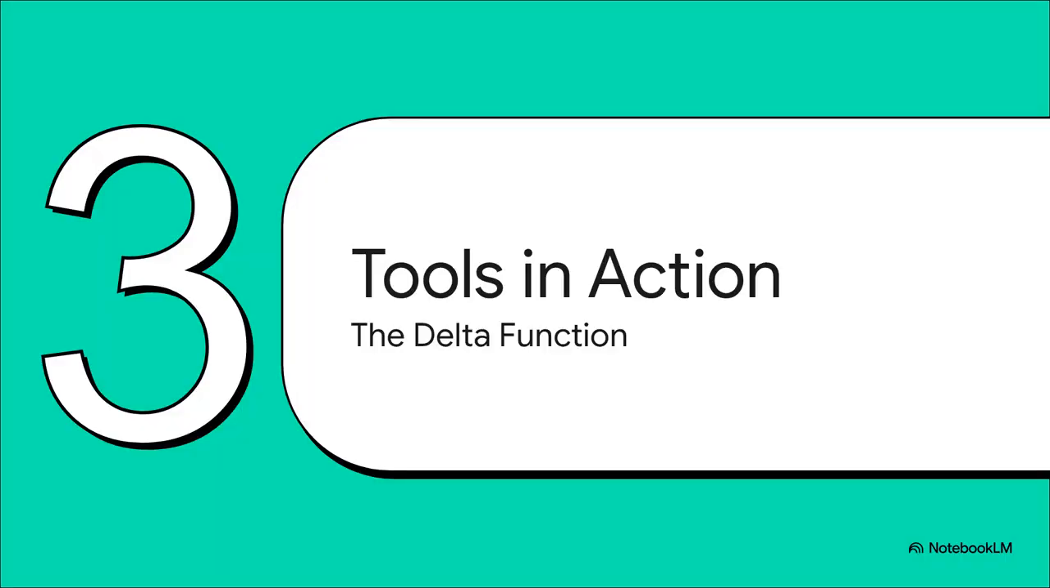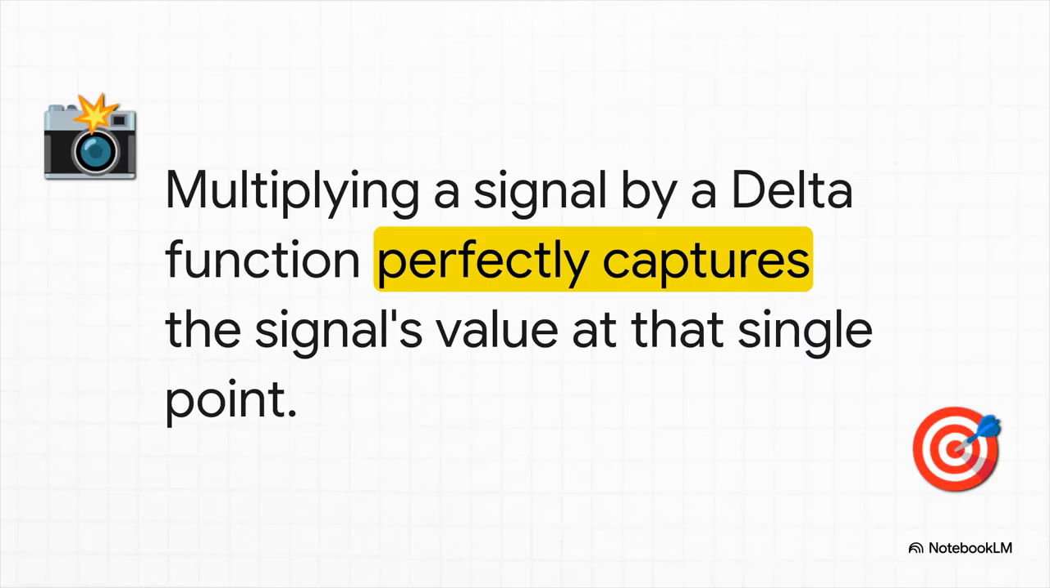All right, so we've got our tools, we've got the blueprint. Now let's put them to work. We're going to start with our most precise tool, that delta function, and look at two incredibly powerful things it can do. This first trick is called the sampling property, and I'm not exaggerating when I say this is the idea behind pretty much all modern digital technology.